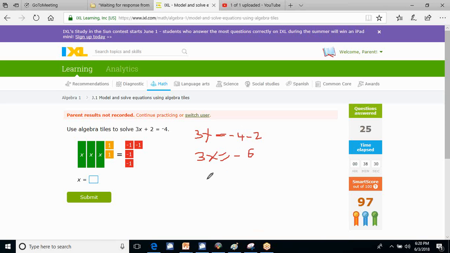So divide both sides by 3 to get x. In order to get x, you have to divide this side by 3, and whatever you do to this side, you have to do the same thing over here. Divide this side by 3 too. So this 3 cancels. So x is equal to minus 6 divided by 3, which is minus 2. All right, so x is minus 2.